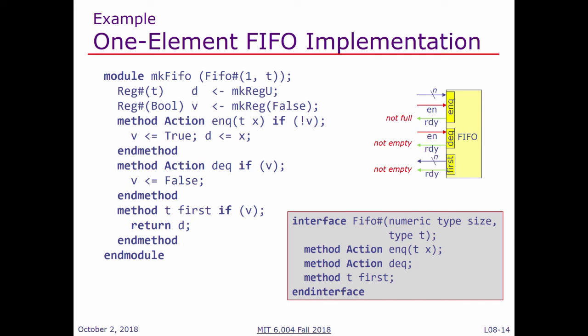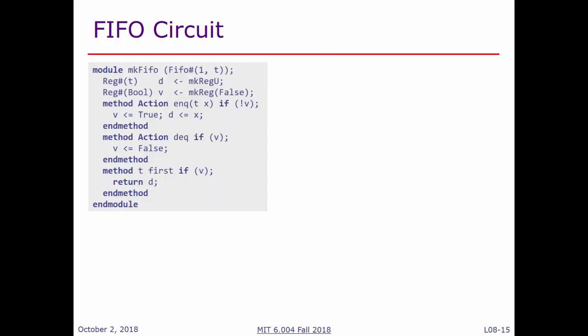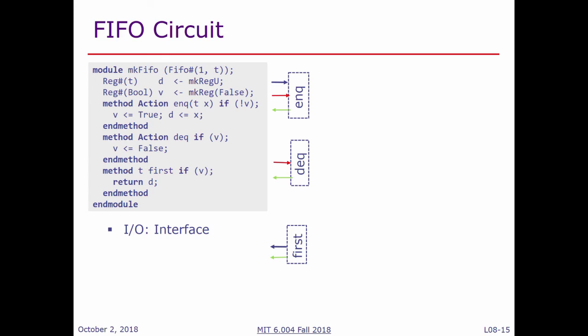FIFO. Very quickly, let's do it. This is the code you have seen gazillion times by now, right? One element FIFO. And you can draw all the wires in it very simply just by looking at the interface methods of this. What I want to show you here is how the circuit is generated step by step. Okay, so we have this code over here. First thing is the I/O interface, because that tells me the input and output wires. So we have NQ, DQ, and first, and these are the wires that are going in and out.